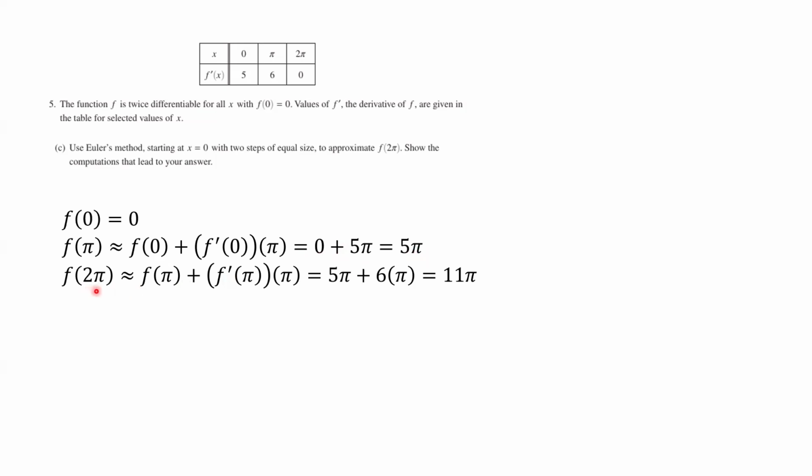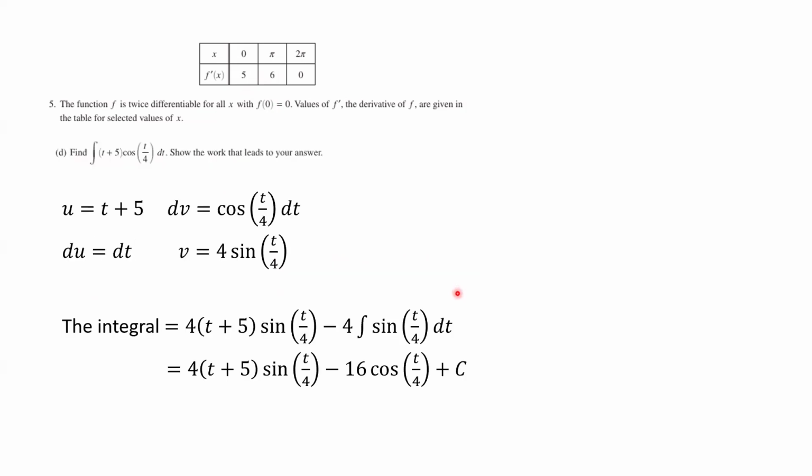Now, f of 2 pi, we do the same thing: the previous point, 5 pi, plus f prime of pi, that's in the table, that's 6 times pi. So 5 pi plus 6 pi, which is 11 pi. Okay, and then part D, this is all straightforward. It looks a little intimidating, but it's really easy actually. We need to find this integral. Nothing related to the earlier parts. So we just use integration by parts.